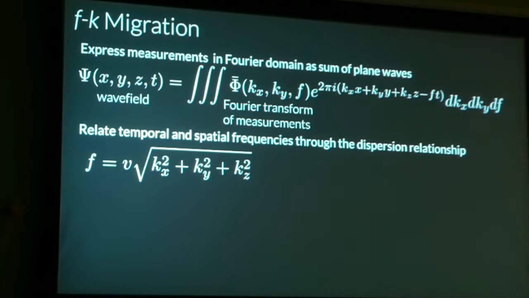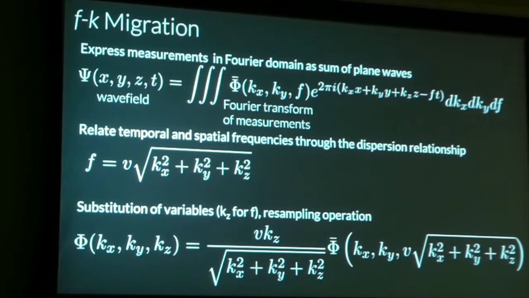Now, there's this equation which we could find in our physics textbook. We could derive it from the wave equation, and this is just relating the temporal frequencies to spatial frequencies. So temporal frequencies f are related to the speed of light multiplied by the square root of the sum of the squared spatial frequencies. And we can use this equation to perform a substitution of variables shown here. We can express the Fourier transform of our measurements purely as a function of these spatial frequencies, rather than having to have this temporal dependence.